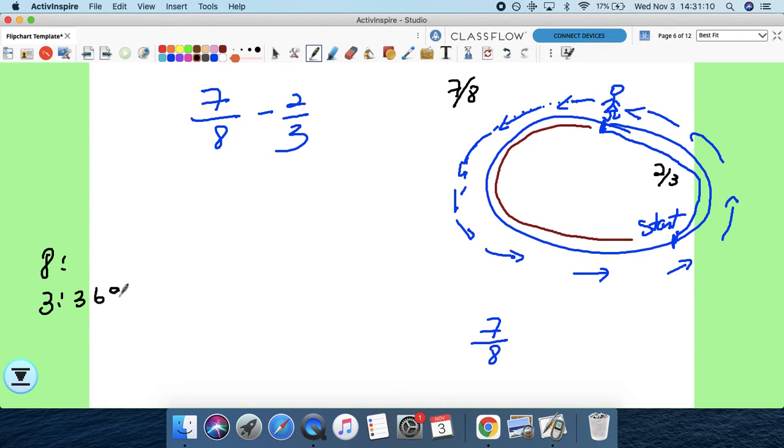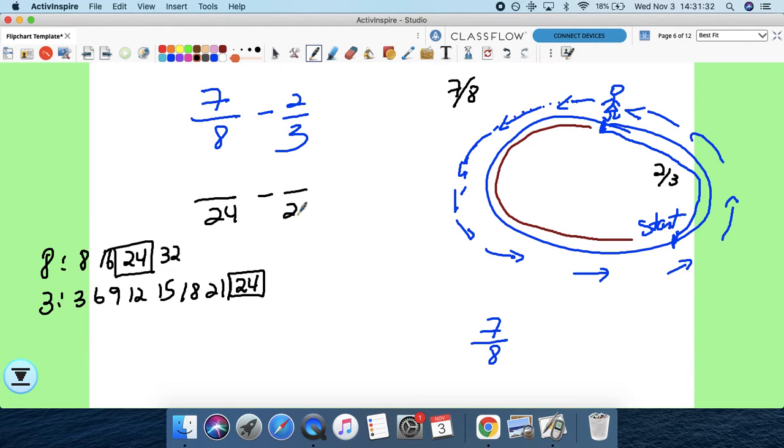3, 6, 9, 12, 15. Let me stop there. 8 times 1, times 2, 16, times 3 is 24, times 4, 32. Nothing yet. Let me go 3, 6, 9, 12, 15, 18, 21, 24. Oh, finally, we found something here. So our new denominator is going to be 24. Let's do 8 times what is 24? 8 times 1, times 2, times 3. So 8 times 3. So here it's 7 times 3, which is 21.